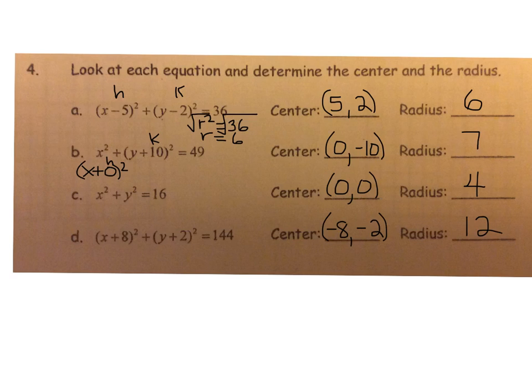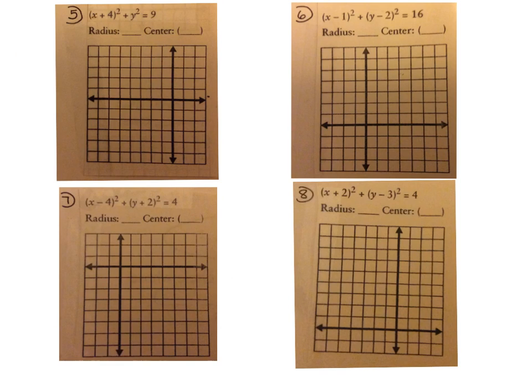Now let's go graph these. To graph a circle, all you have to find is the radius and the center. So go ahead and do that for number 5. I found the radius to be 3 and the center to be negative 4, 0. So all we do is we go plot negative 4, 0, and then we go ahead and make the radius by going out 3 and putting points there.